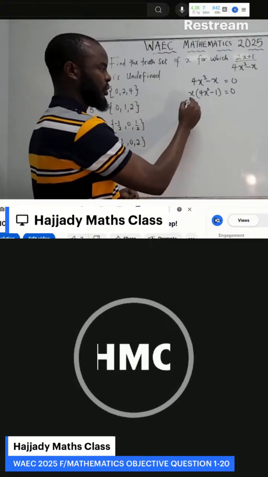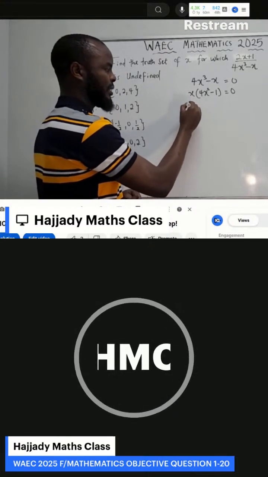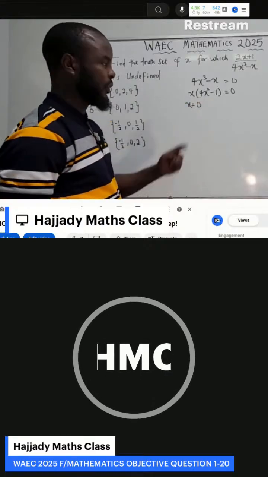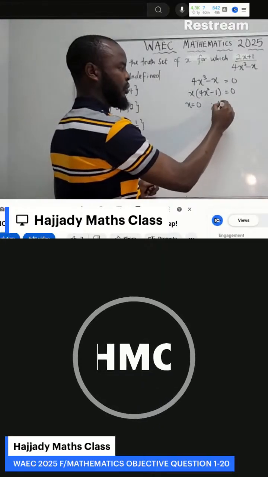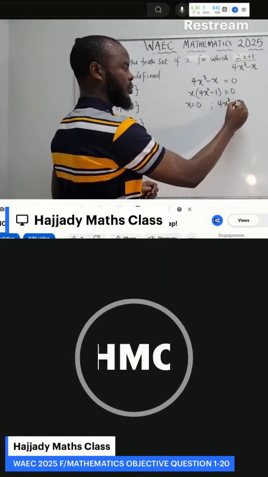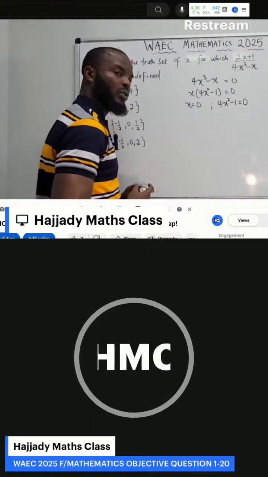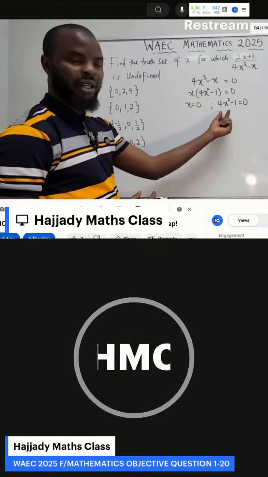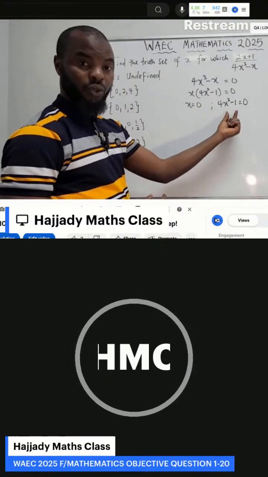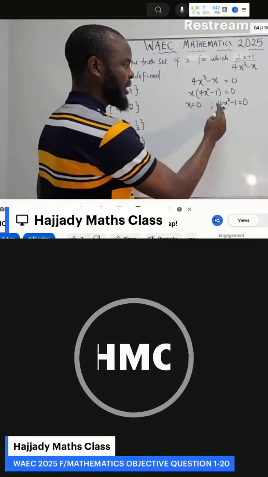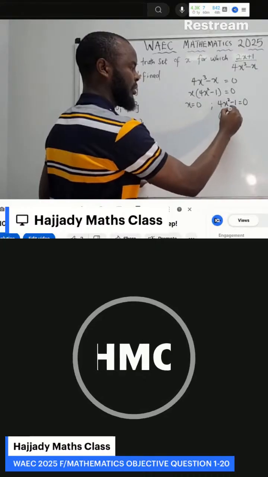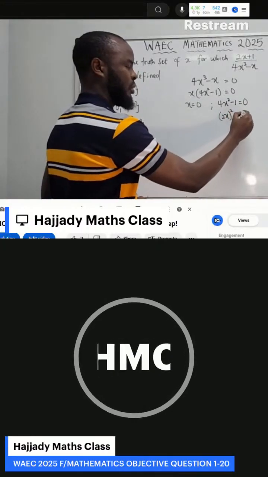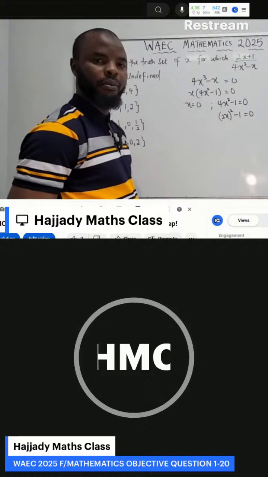So the first equation, the solution we have is that x equals 0. And also we have 4x squared minus 1 equals 0. We can simplify this further to get the remaining 2 solutions. To do that, 4x squared can be written as (2x) all squared minus 1 equals 0.